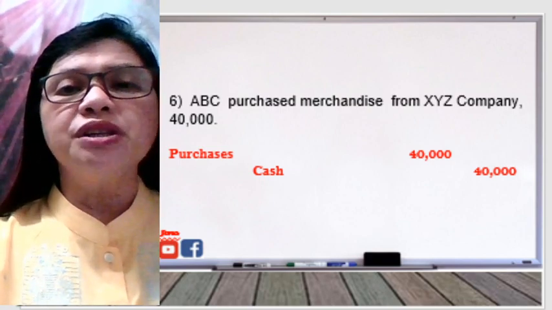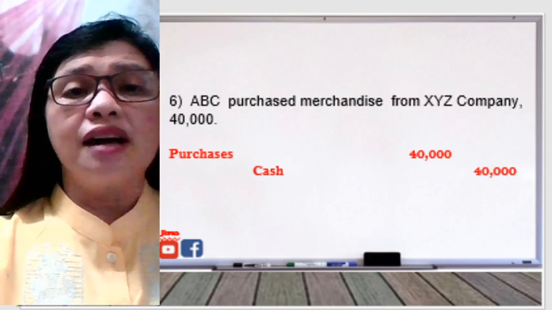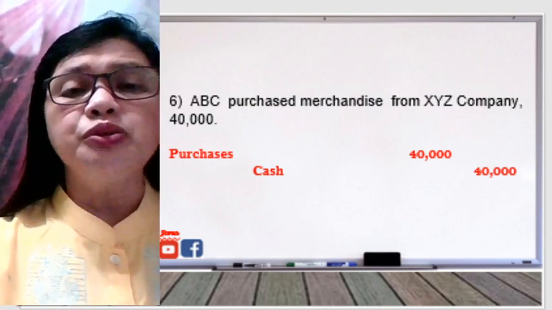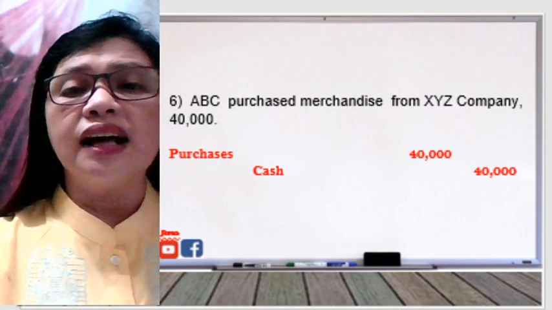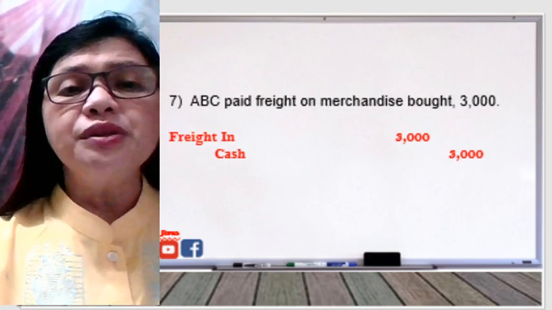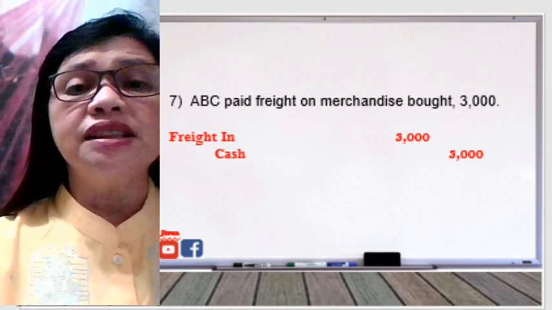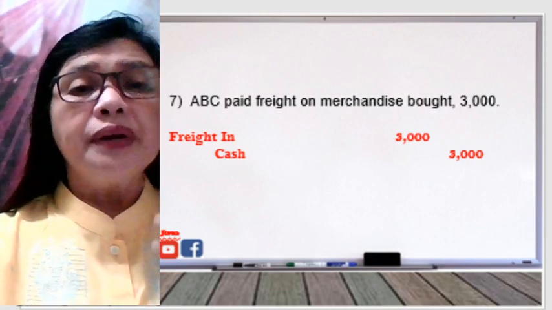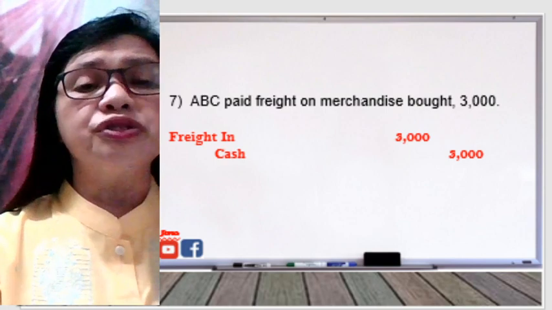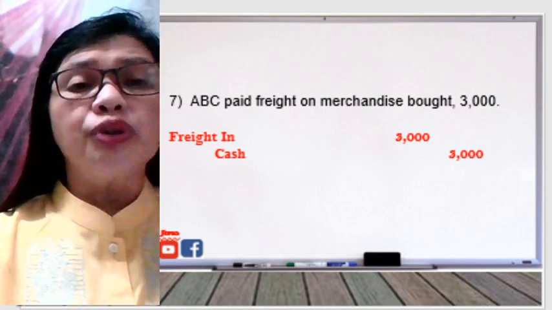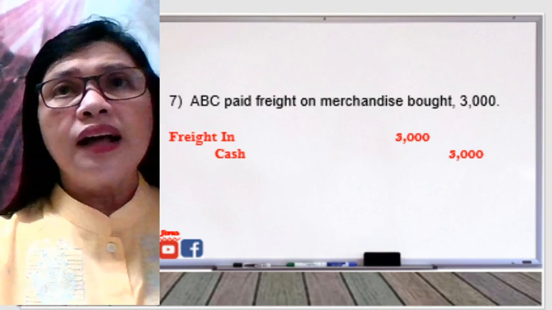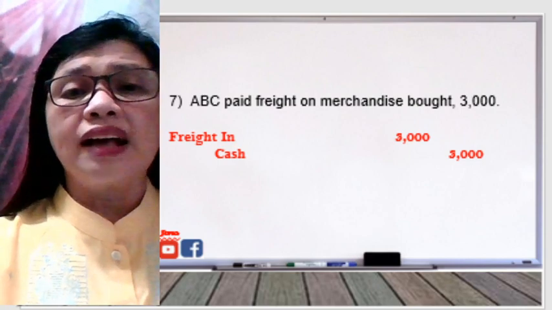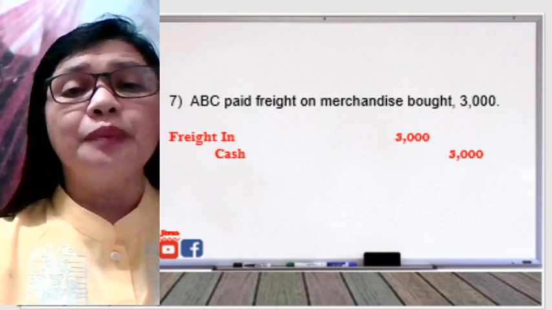Next, ABC purchased merchandise from XYZ 40,000. So again, you added your purchases account with 40,000 and a deduction in cash of 40,000. Number 7, ABC paid freight on merchandise bought 3,000. So you use freight in because you purchased. When you purchase something, you use the account freight in, but when you sell, you use the account title freight out. So a credit of cash because you deducted your cash by 3,000.